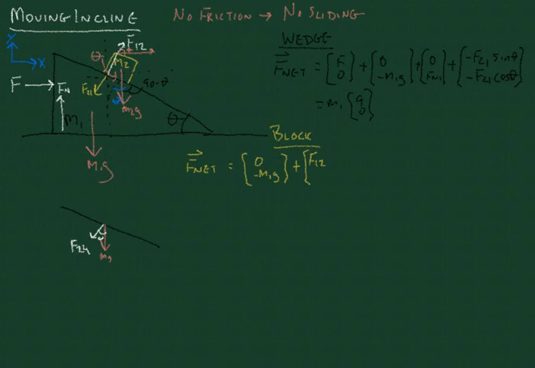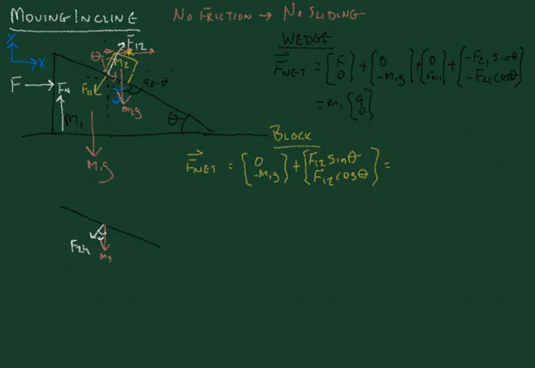This angle is not theta. This angle is theta. So this should be F12 sine theta, and this should be F12 cosine theta. So if you noticed that earlier, you were right that I did switch those angles.